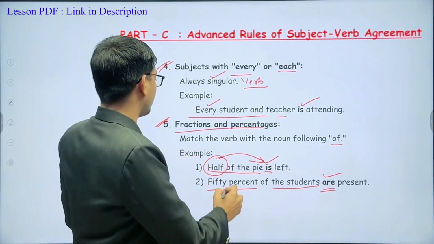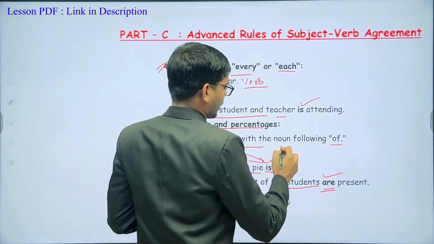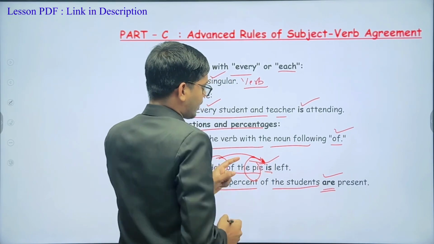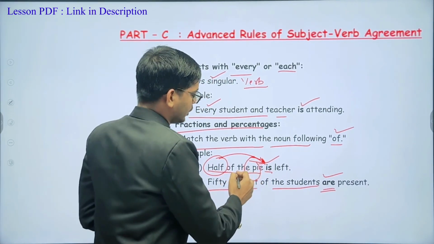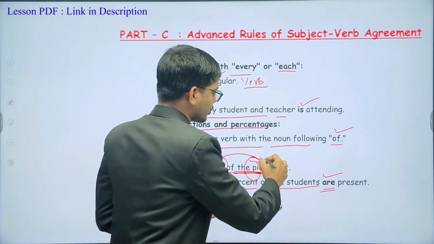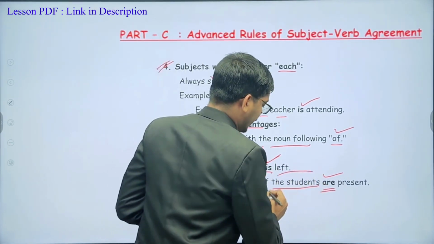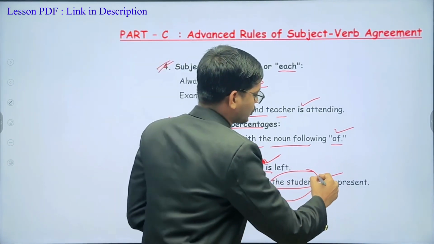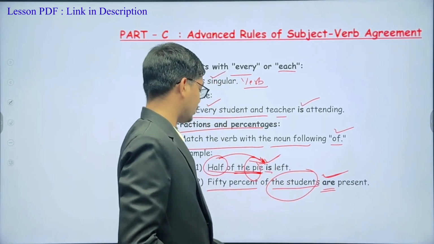So guys, you understand, match the verb with the noun following. Noun following means pie. The pie is a singular noun, a singular subject, so we have to use a singular verb. Here the students is a plural subject, so with plural subjects we have to use a plural verb. So are is correct here.